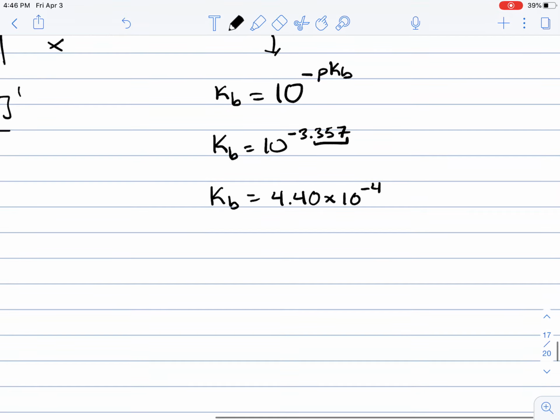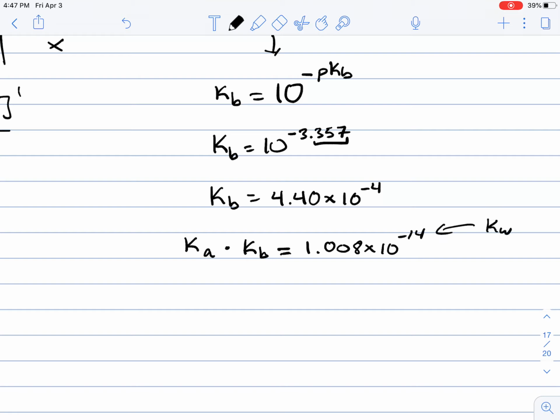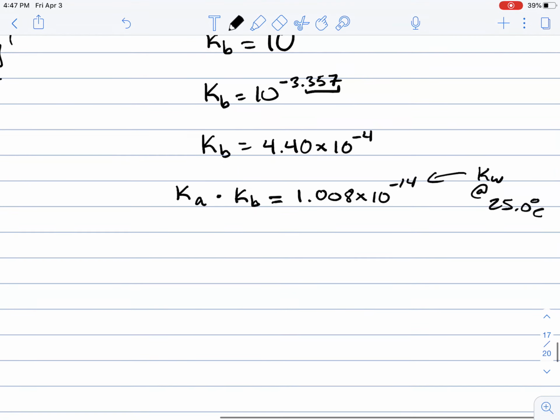And so to convert Kb into Ka, we're going to use the relationship Ka times Kb is equal to 1.008 times 10 to the negative 14. Remember, this value represents Kw at 25 degrees Celsius. And if your temperature is not at 25 degrees Celsius, you'll just have to look up what the Kw value is and plug it in place of 1.008 times 10 to the negative 14, and then just solve the problem as you normally would.